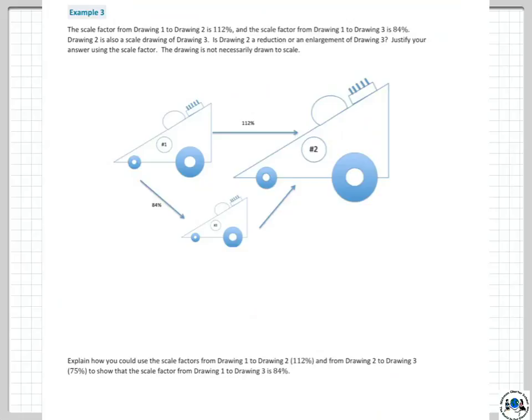We have our example 3. In example 3, they're giving us a scale factor, kind of like the hearts before. The scale factor from drawing 1 to drawing 2 is 112%, and you can see it written right here. And the scale factor from drawing 1 to drawing 3 is 84%. You can see that right there. It's hard to see that 84%, well, at least hard for me to see it. Anyway, they're telling us these things.